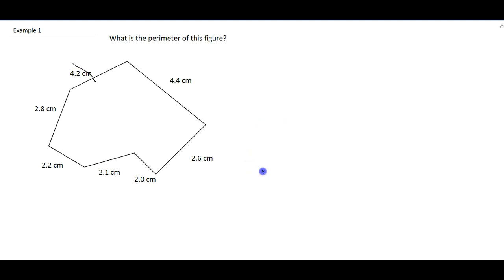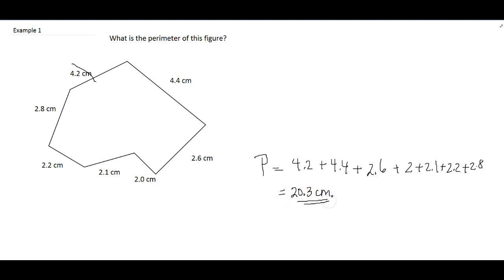So my perimeter is equal to 4.2 plus 4.4 plus 2.6 plus 2 plus 2.1 plus 2.2 plus 2.8, and that's equal to 20.3 centimeters. Always include your units.